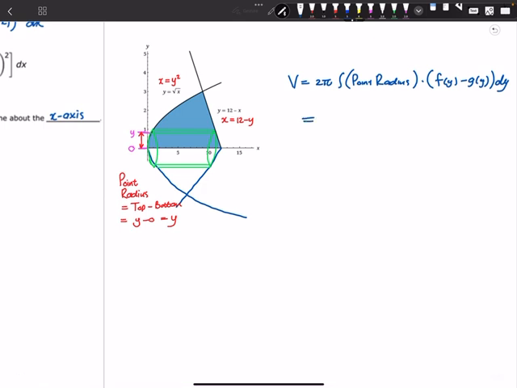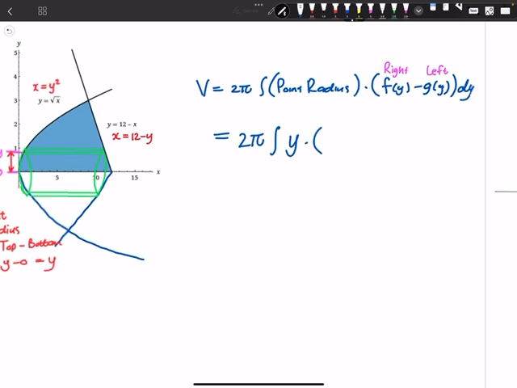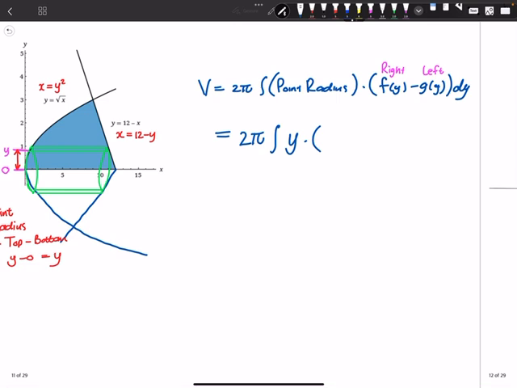All right, so for my problem, this will be 2 pi times the integral of the point radius, which we said was just equal to y. All right, so here, instead of top and bottom, these functions are going to be right minus left. So the right minus left, the function on the right is 12 minus y, and the function on the left is y squared.